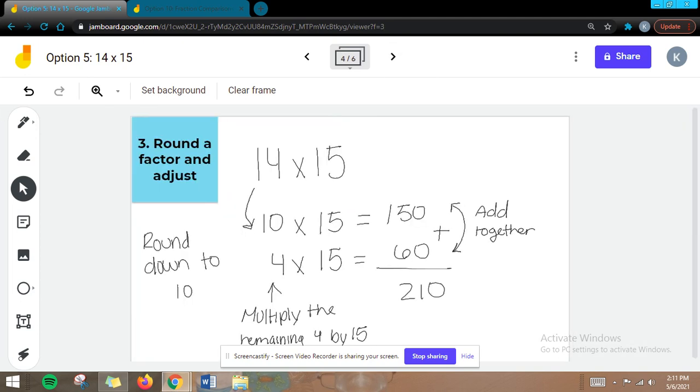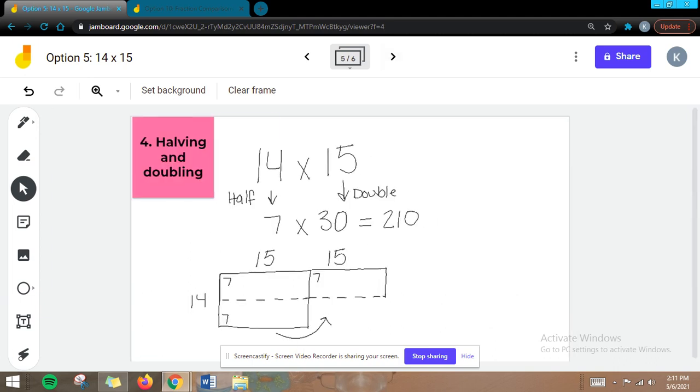For this third one, I did round a factor and adjust, so I did 14 times 15, and I rounded the 14 down to 10, and I multiplied that by 15, which got me 150, and then I multiplied the remaining 4 that I had from the 14 by 15, and I got 60. And then I added these two numbers together to get 210.